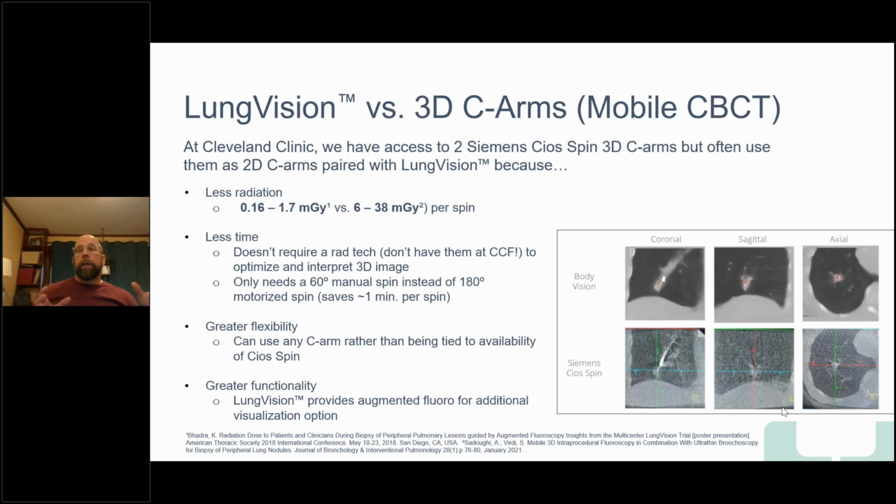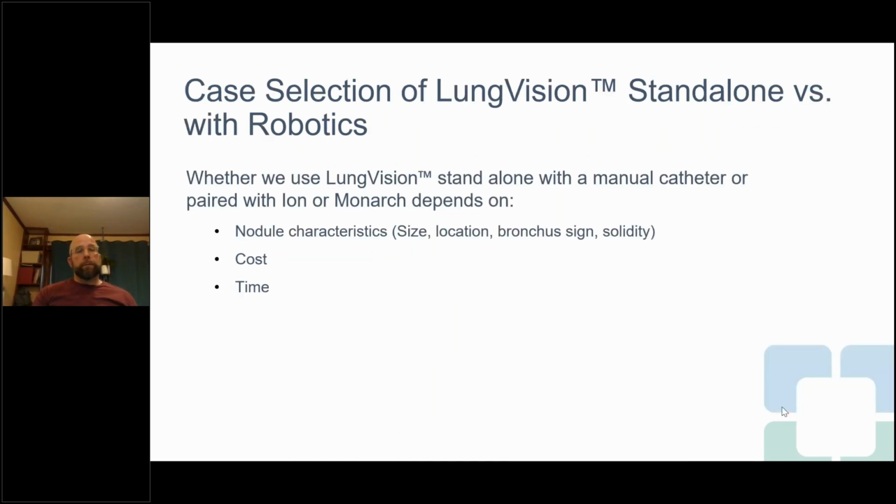We also don't need a rad tech. I don't have one in the bronch suite. If I'm down in the IR suite, I do have a rad tech. But I don't know how it is for folks out there and how many of you are fortunate enough to be able to do cone beam. I'm lucky if I get one day in a month because our IR team is just busy. So this provides an increased level of flexibility for what we can do. I can do this in my bronch suite on my time with my team. I don't have to rely on availability and the gift of a day down in cone beam. And as mentioned, this can work with any C-arm. It doesn't have to be the SIOS.